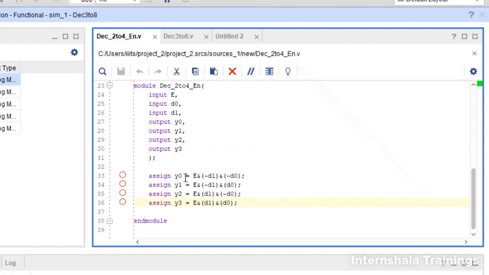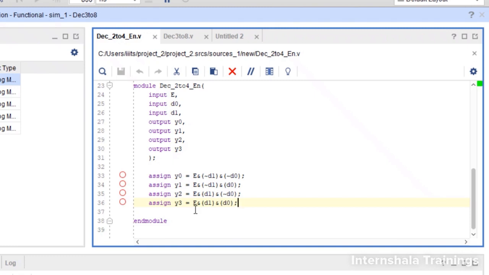Earlier we were writing Y0 as D1 bar and D0 bar, D1 bar D0, D1 D0 bar and D1 D0. The only addition is that in every term we are adding the enable signal also. So E is added with AND in all the assignments. So this is our 2 to 4 decoder.